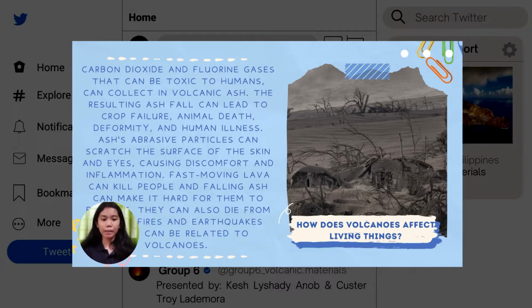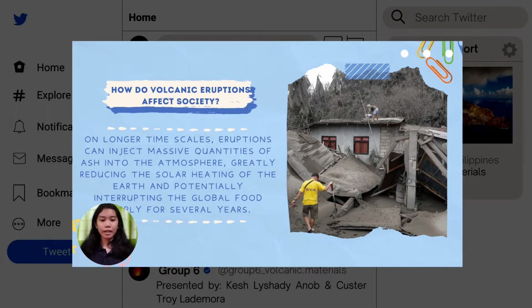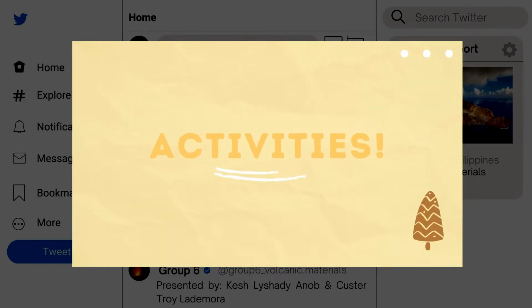Fast-moving lava can kill people, and falling ash can make it hard for them to breathe. They can also die from famine, fires, and earthquakes, which can be related to volcanoes. How do volcanic eruptions affect society? On longer time scales, eruptions can inject massive quantities of ash into the atmosphere, greatly reducing the solar heating of the Earth and potentially interrupting the global food supply for several years.